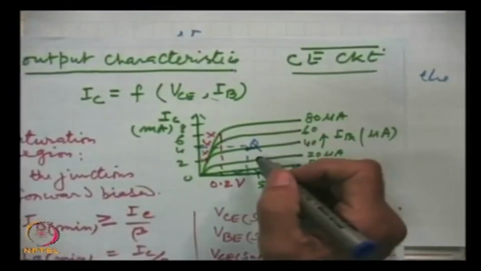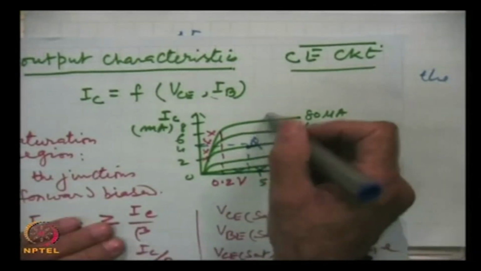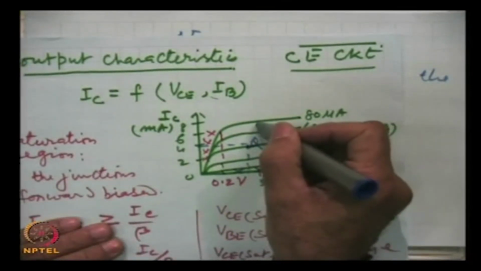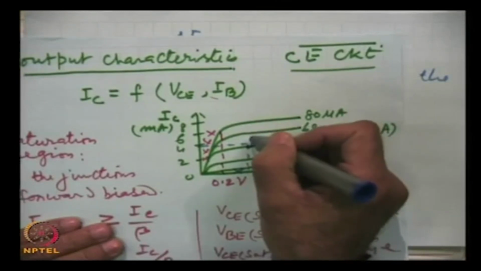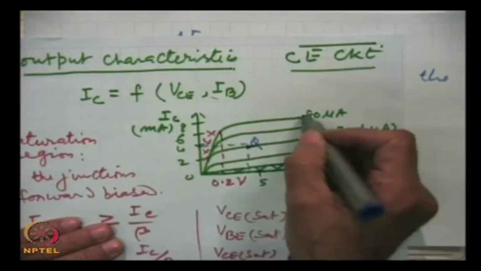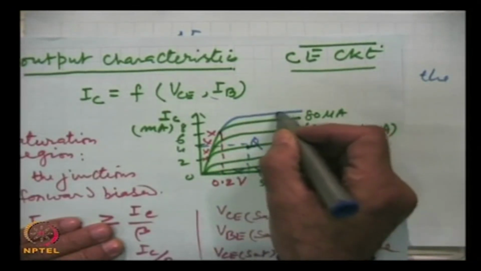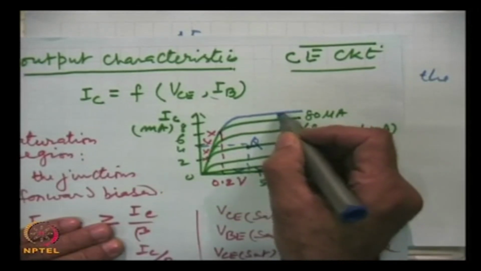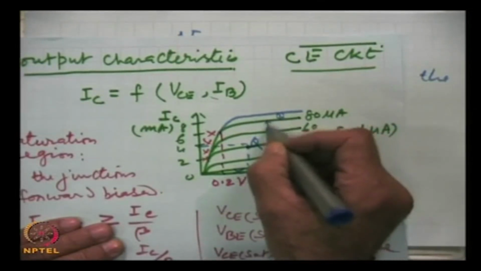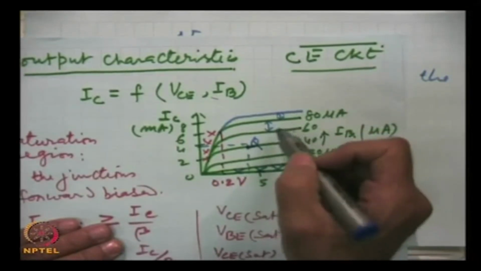A few more points we note from these characteristics: if we look at these regions, there is a crowding of these characteristics. For example, for the next 20-degree rise, this may be like this, where this will have less space as compared to this. Now, this is to be explained. So, two points I will explain.